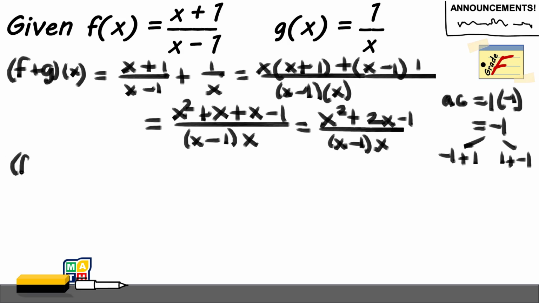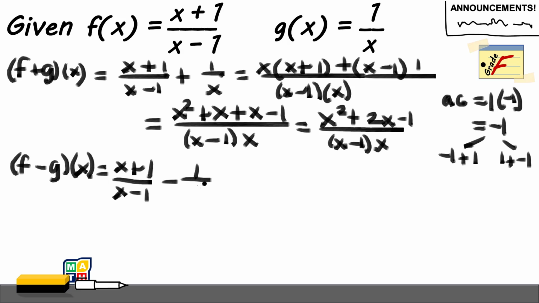The next expression is the difference, f minus g of x. So the same thing will happen. You will have x plus 1 over x minus 1. But now we're going to subtract the second rational expression, 1 over x. So the same thing here. You will have the same LCD because we have the same expressions in the denominator: x minus 1 times x.